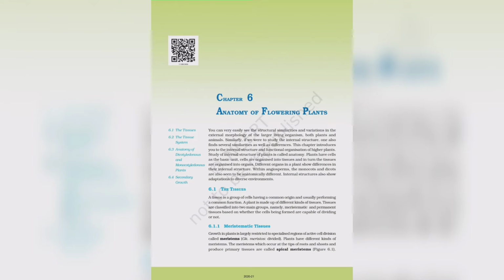Sieve tube elements are also long, tube-like structures arranged longitudinally and are associated with companion cells. Their end walls are perforated in a sieve-like manner to form the sieve plate. A mature sieve element possesses a peripheral cytoplasm and a large vacuole but lacks a nucleus. The functions of the sieve tube are controlled by the nucleus of the companion cell.